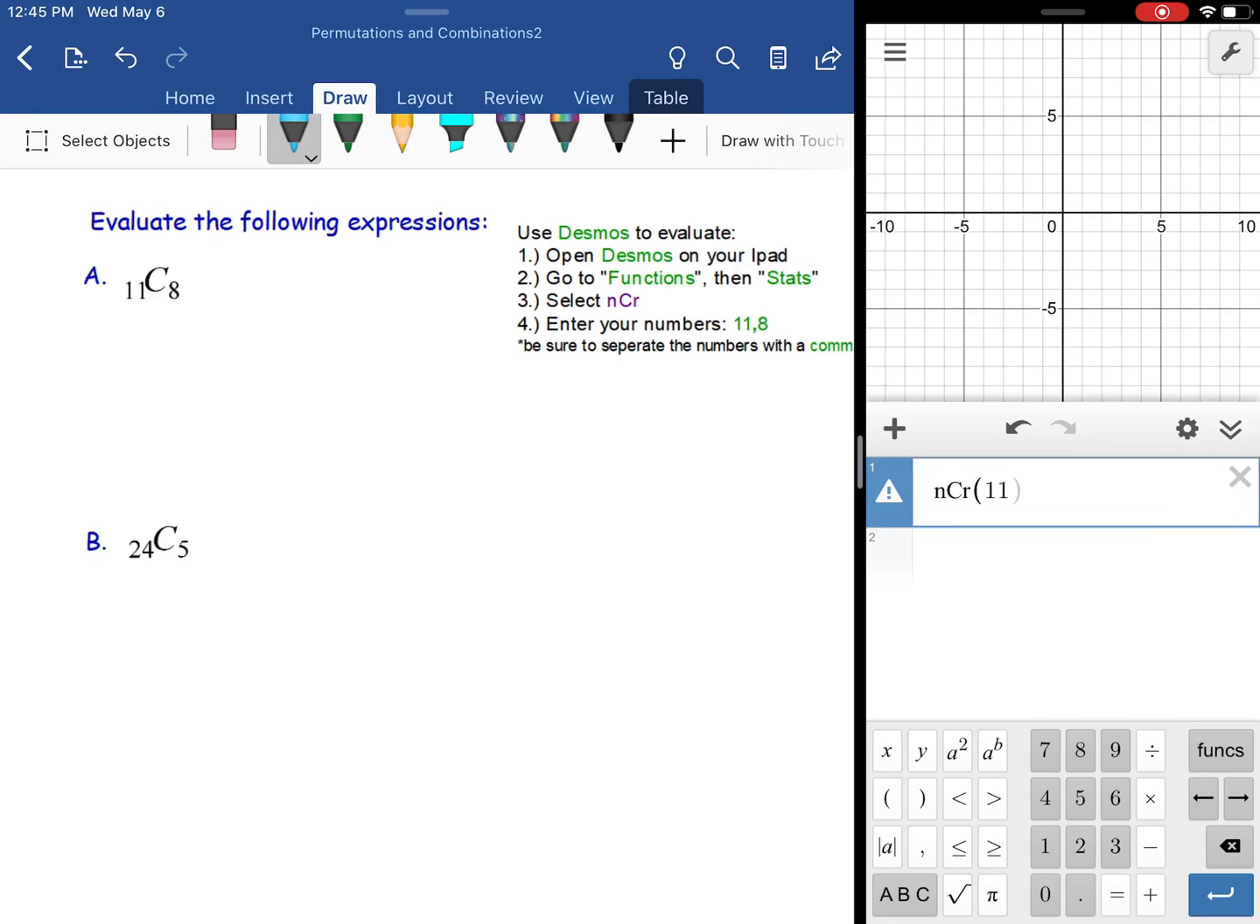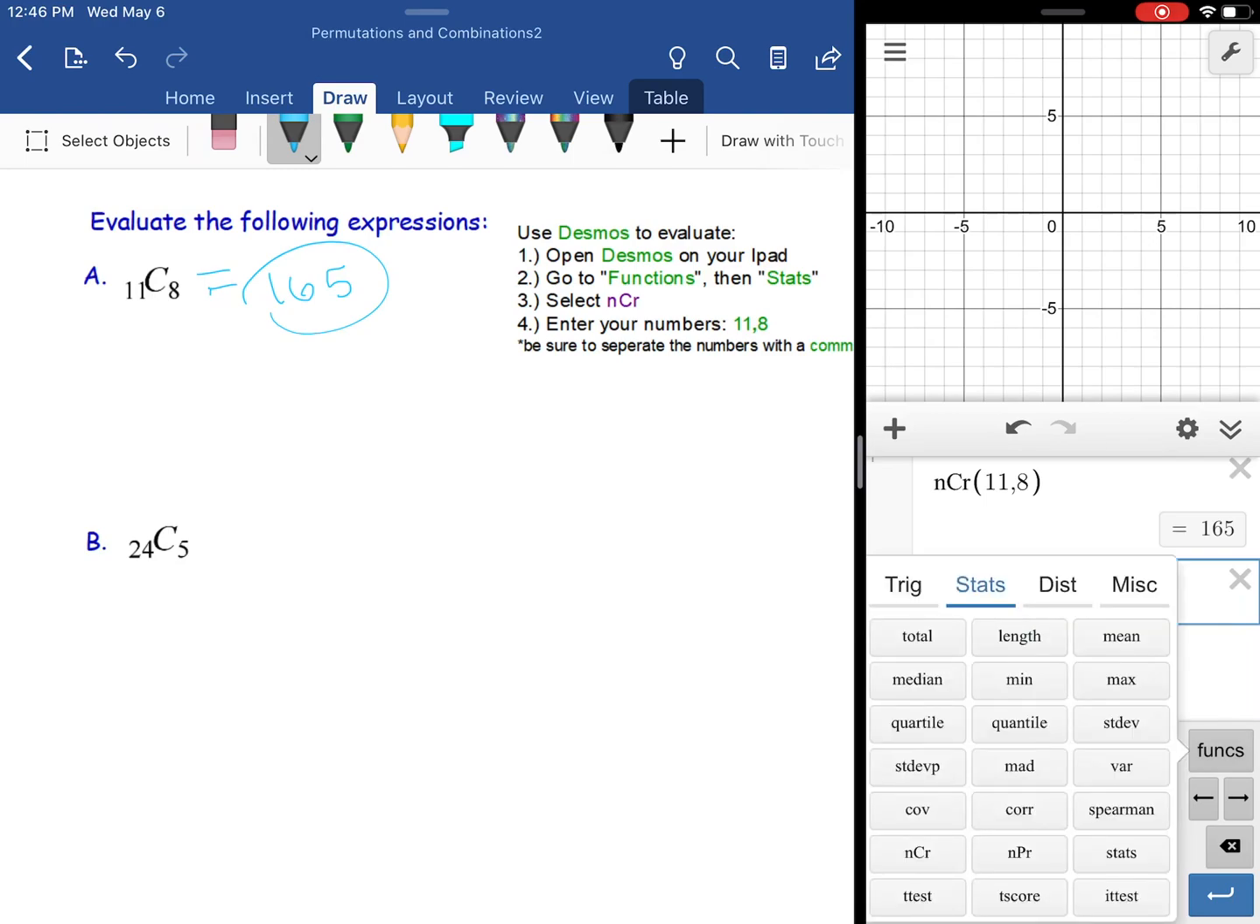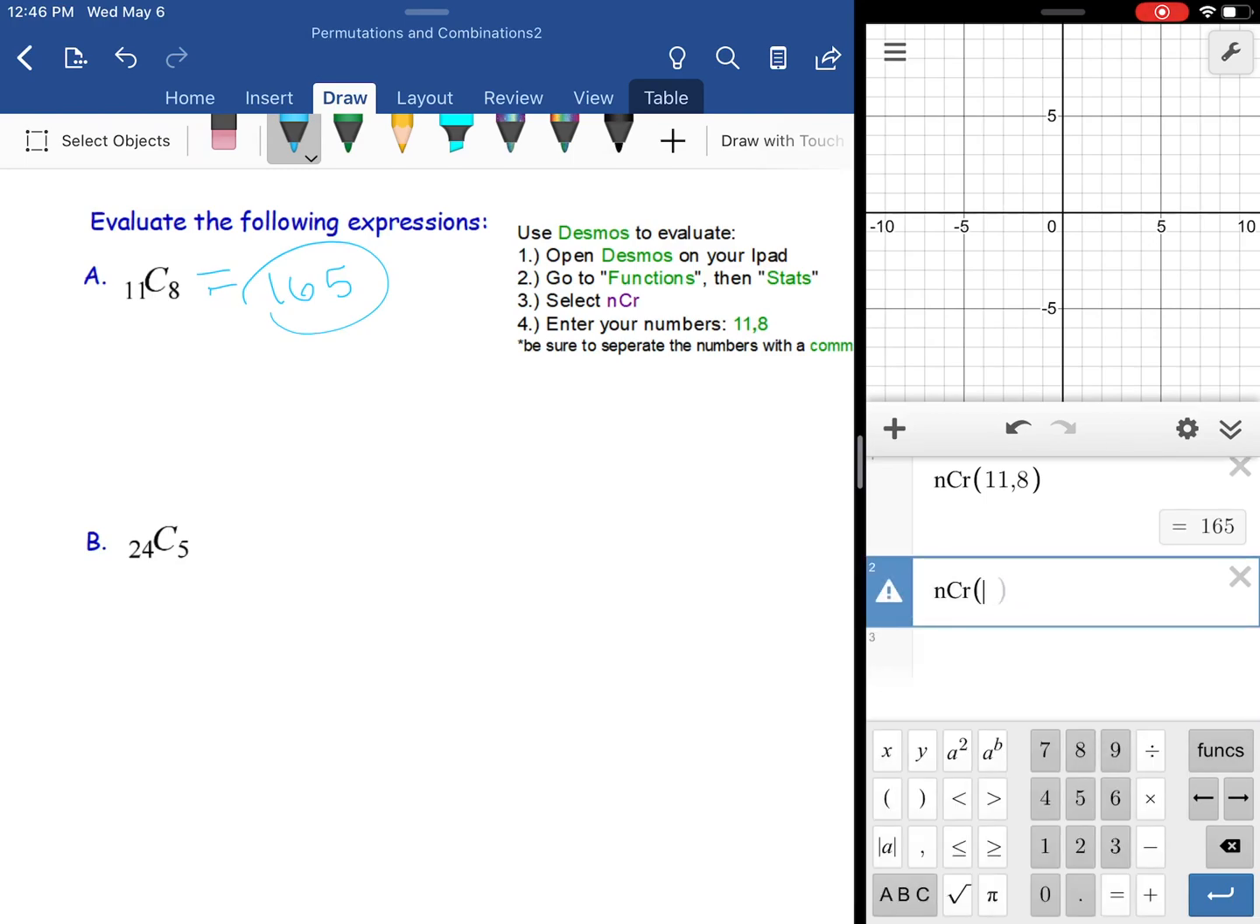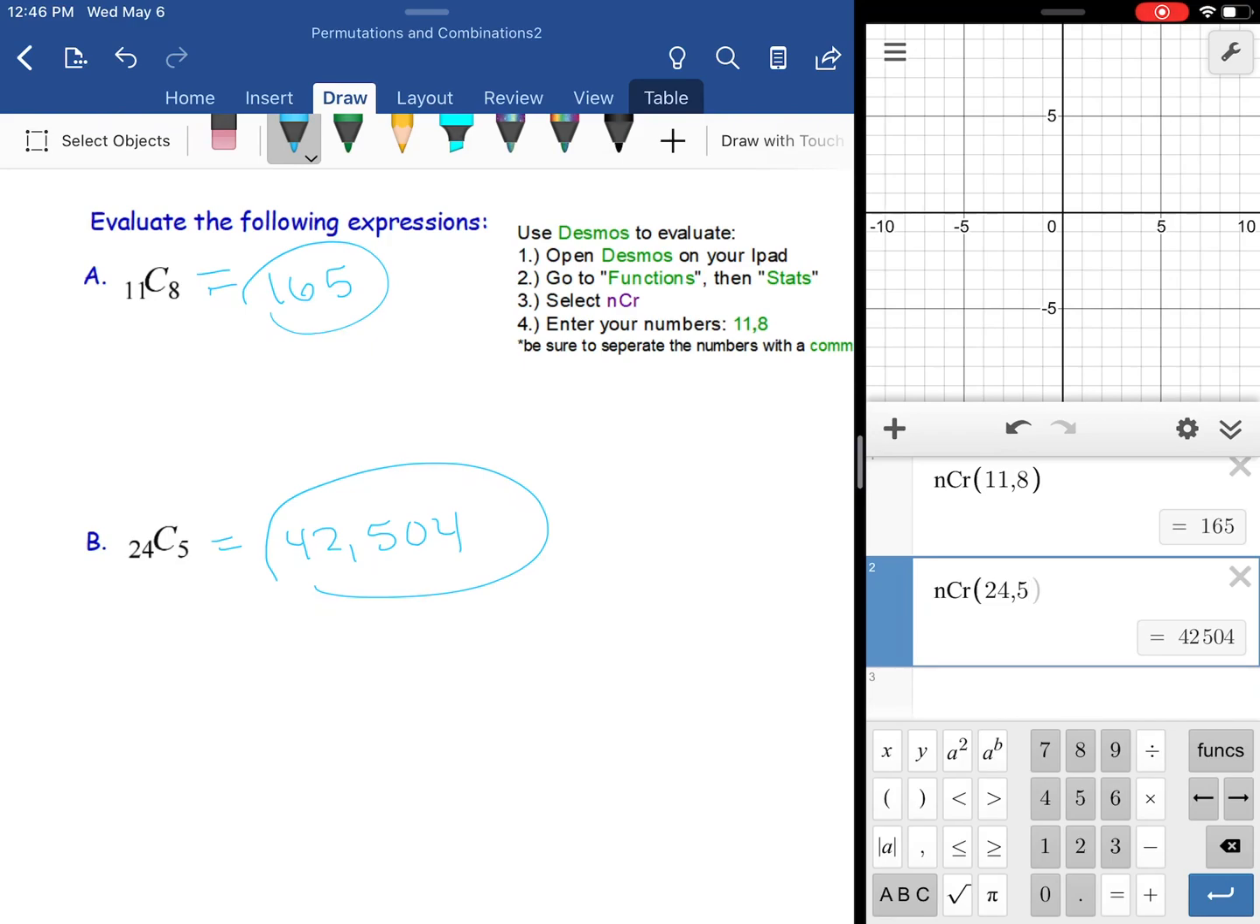So 11 combinations of 8, so 11 items, and we want to pick or make combinations of 8 of them. We have 165. If we want to do functions NCR, 24 combinations of 5, that would be 42,504 different combinations. Notice that these numbers are a lot smaller. So since order doesn't matter for combinations, there are going to be a lot fewer possibilities.